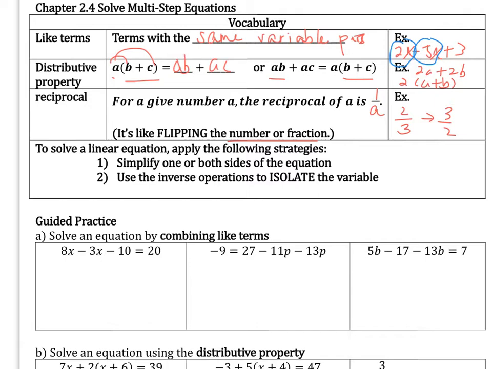So in this lesson, you're going to review how to solve a linear equation by applying the following strategies. First, you simplify one or both sides of the equation, and then you use the inverse operations to isolate the variable.